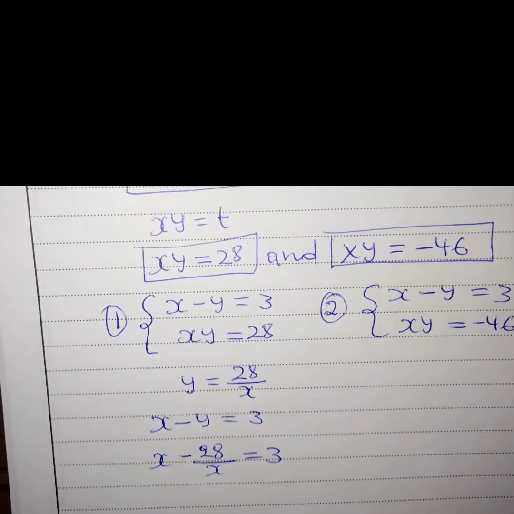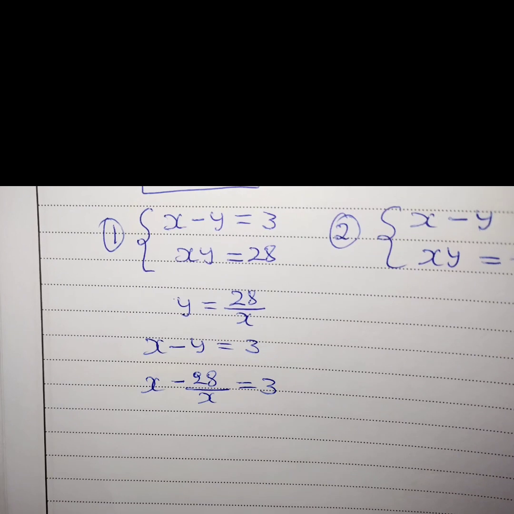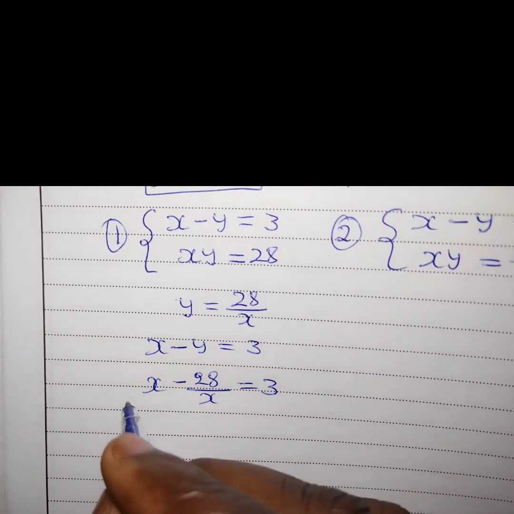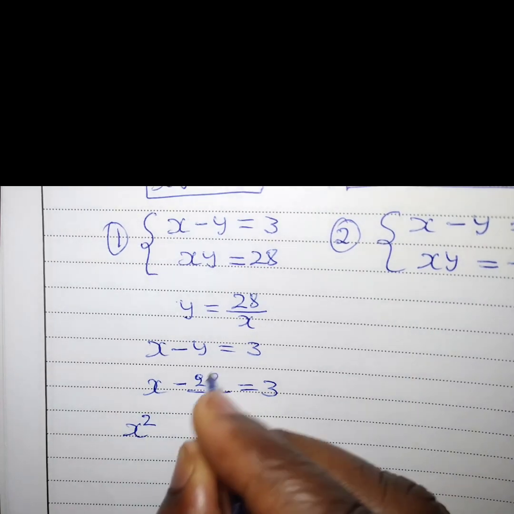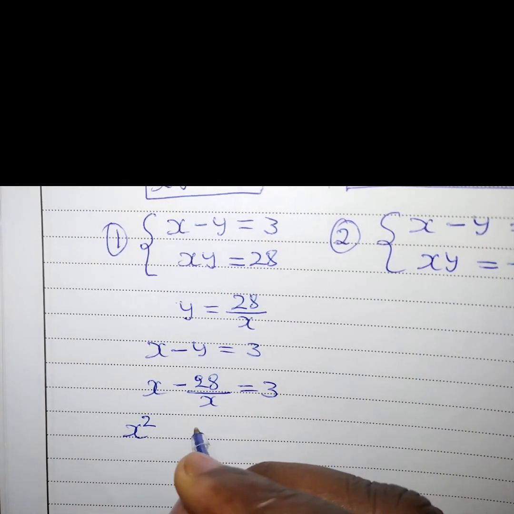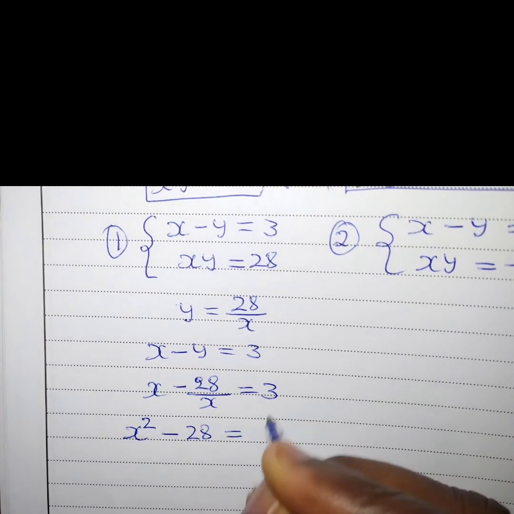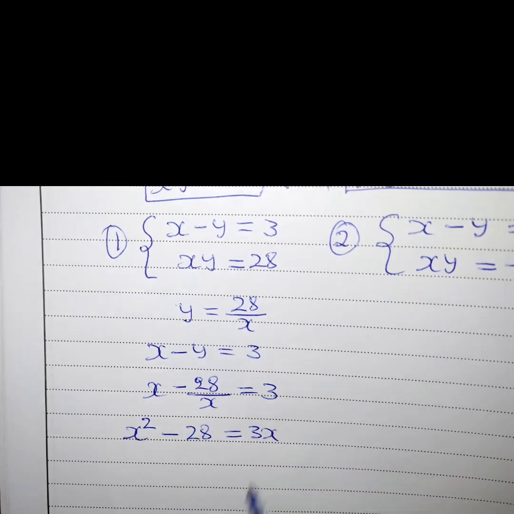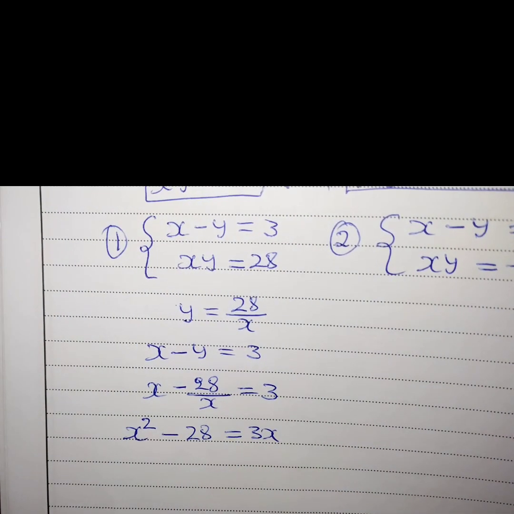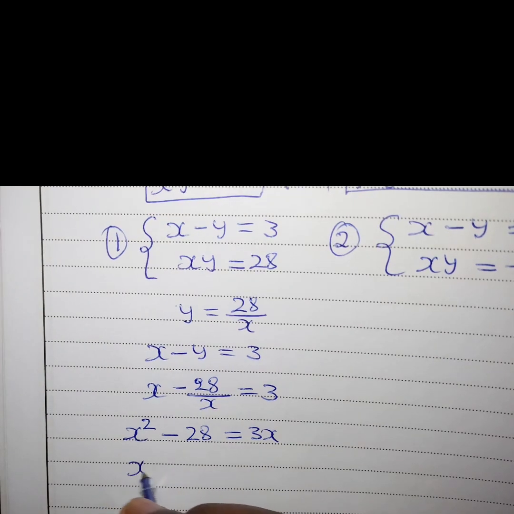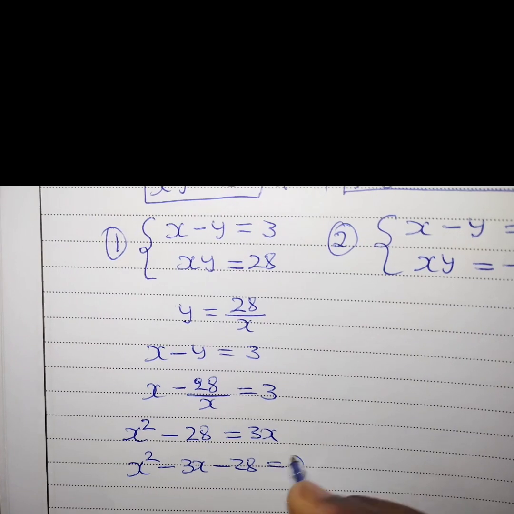So x minus 28 all over x equals 3. Ladies and gentlemen, I'm going to multiply both sides of the equation by x. Multiplying x by x, we'll have x squared. Multiplying x with minus 28 all over x, I'll have minus 28. Multiplying x with 3, we'll have 3x. I'll bring 3x to the other side of the equation, in which case I'm going to have x squared minus 3x minus 28 equals 0.